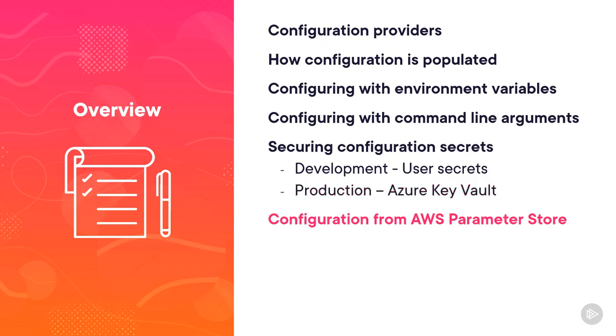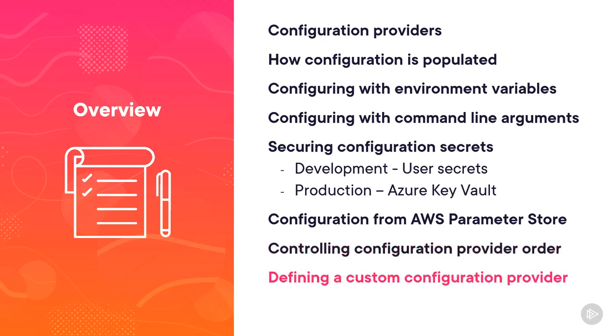Whilst looking at cloud providers, we'll also learn how to load configuration from the AWS Parameter Store service. We'll learn how to control the order in which configuration is loaded by the configuration providers. We'll learn how to define a custom configuration provider, which we'll use to load configuration values using Entity Framework Core. And we'll conclude this module by learning how to debug configuration. There's lots of exciting stuff to discuss here, so let's get going.